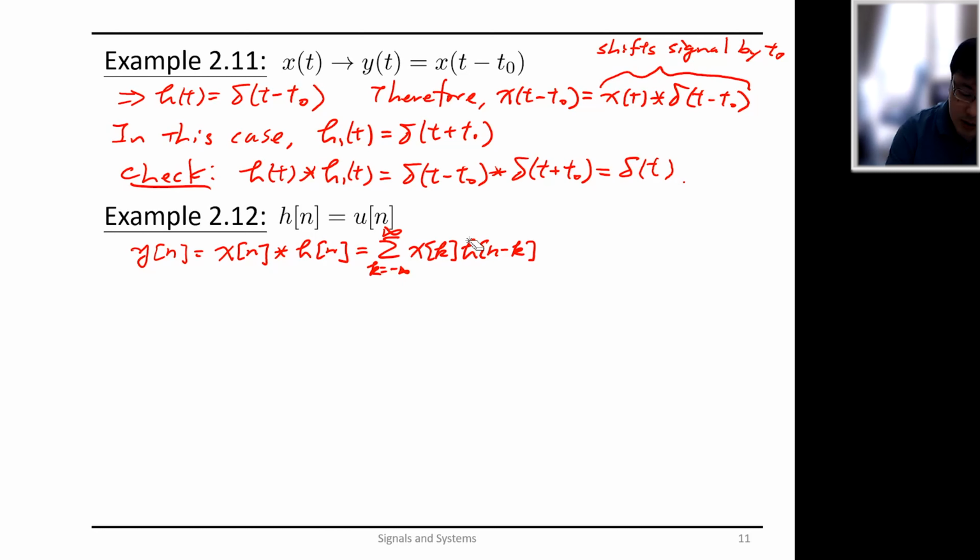Suppose you write this h as u. Then you know that this u is equal to 1 if n is greater or equal to k, and 0 if n is less than k. So when you're summing k from minus infinity to infinity, this would only be non-zero for k up to n. So this summation reduces to a summation from minus infinity up to n of x[k].